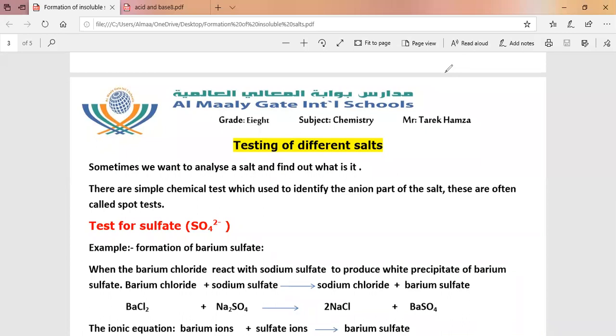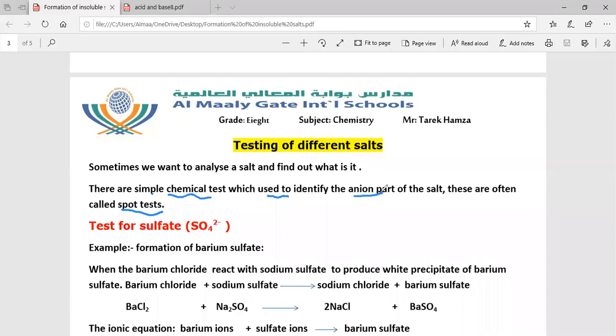Just to be careful at this point. What's the meaning of a spot test? The spot test is a simple chemical test used to identify the anion part of the salt. A spot test is a chemical test used to identify the anion part of the salt. What's the meaning of anion part?